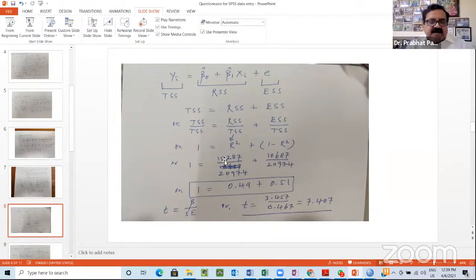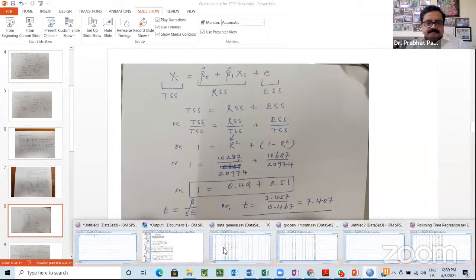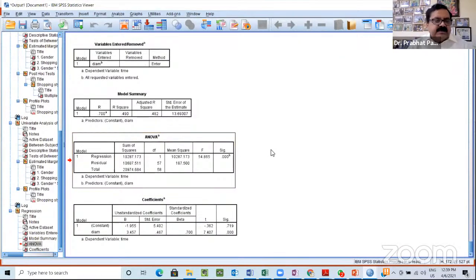2,974. If you divide 1,287 by 2,974, what you get is 0.49. You can calculate and see. I'm going back to the data again to show you that. 1,287 is the regression sum of squares, divided by the total sum of squares, 2,974. If you divide 1,287 by 2,974, you will get 0.49. So that's how the R square is calculated.